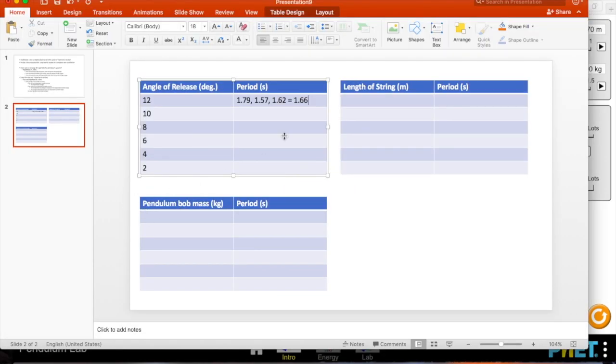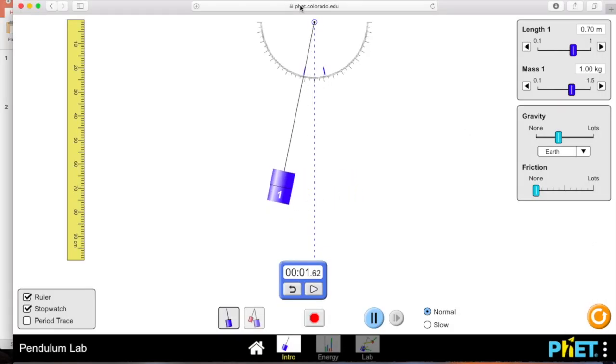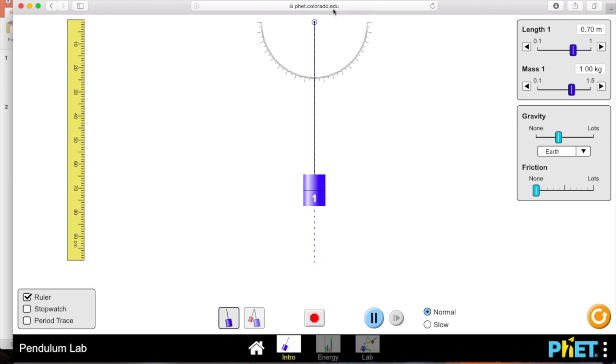You can see here that I found the average of those, so I'm going to get rid of that individual data, and there it is, 1.66 seconds for that angle of release, the average of 3 trials which I took in an attempt to smooth out and correct for any error. I'm going to go ahead and get the rest of the data. You guys can sit back. If you would like to do this, you can find it at fet.colorado.edu. And you can find the pendulum simulation, play around with it, take your own data if you wish. I'll be back.